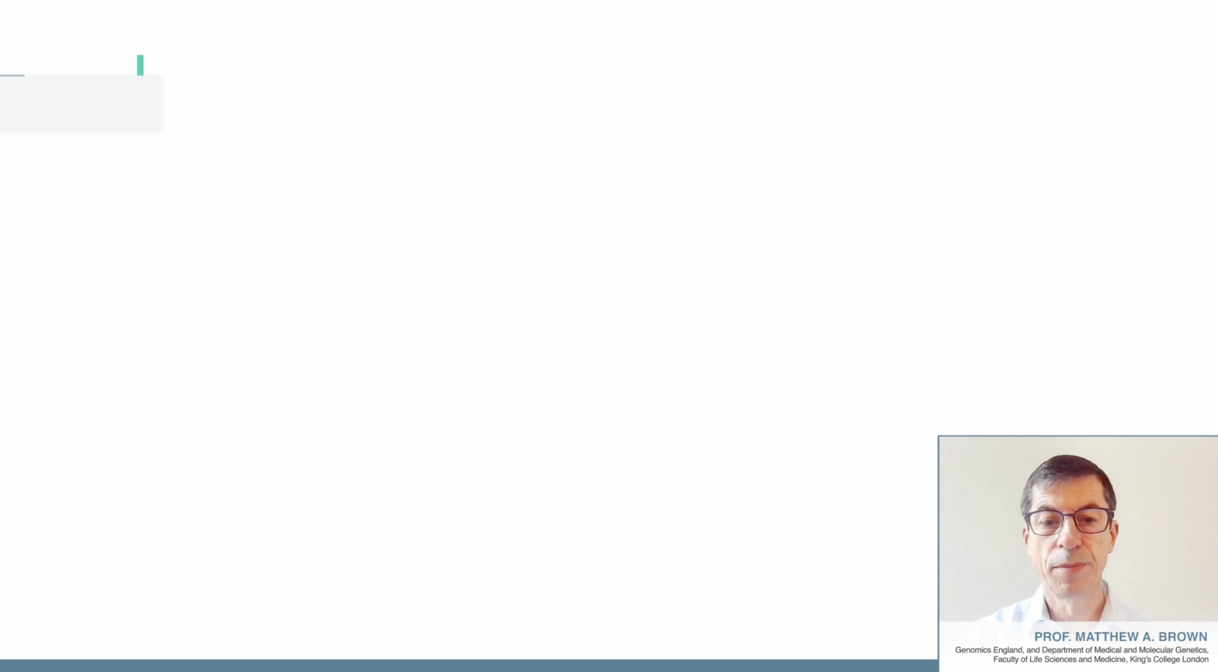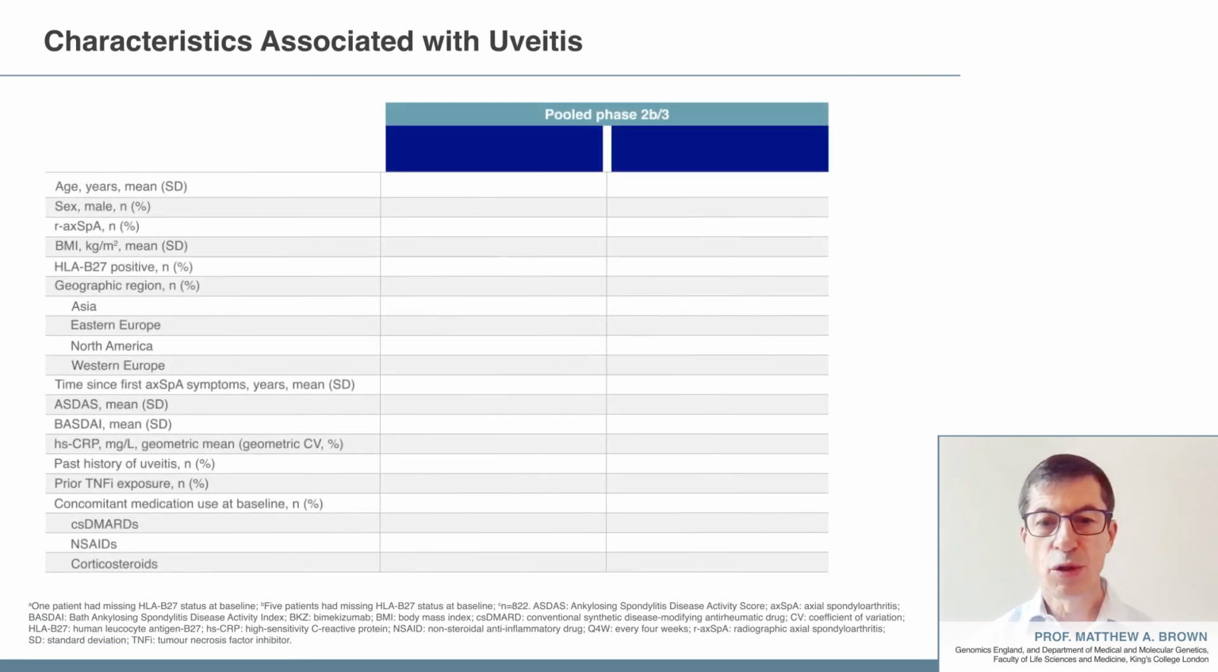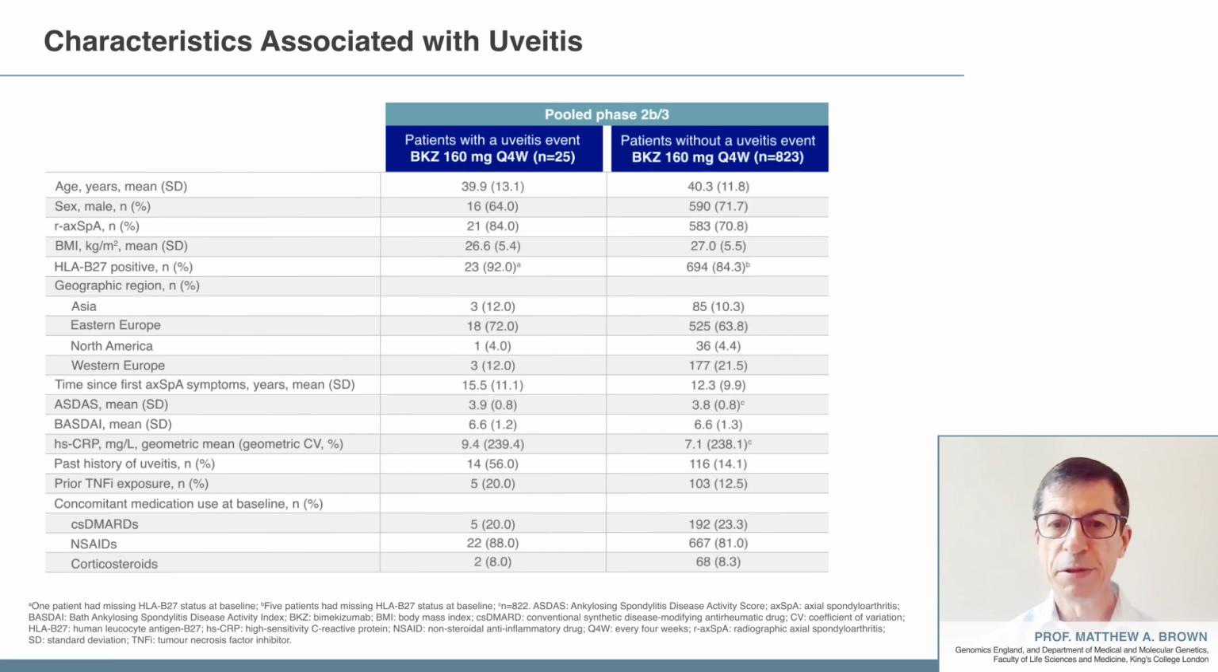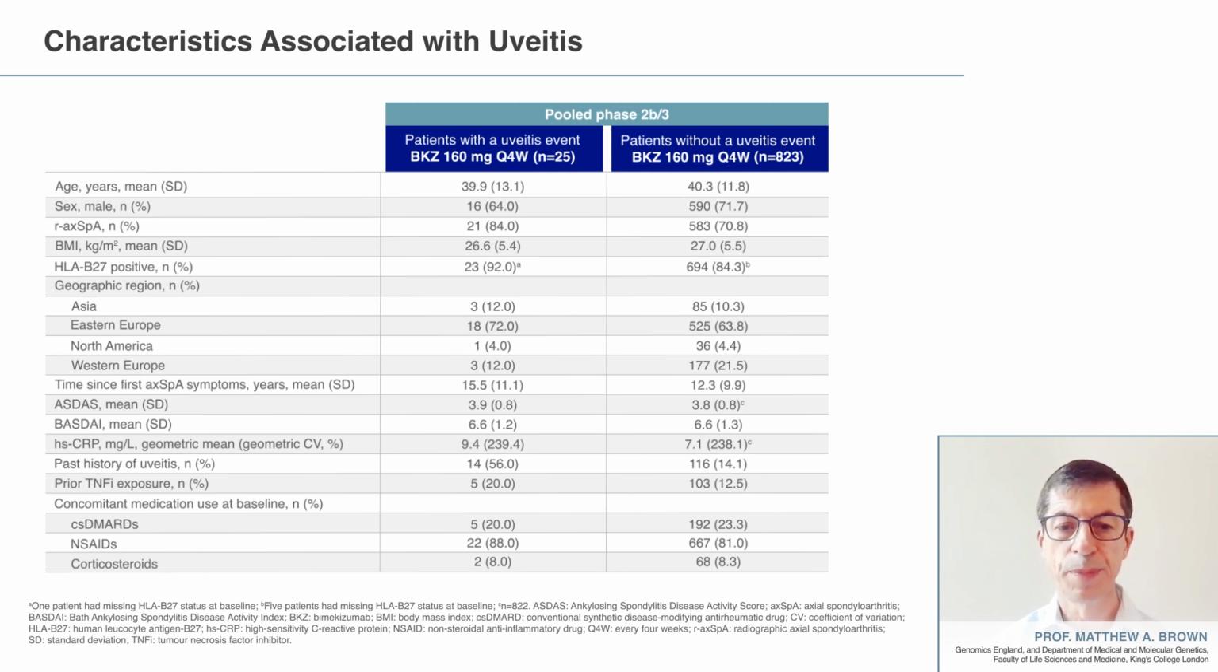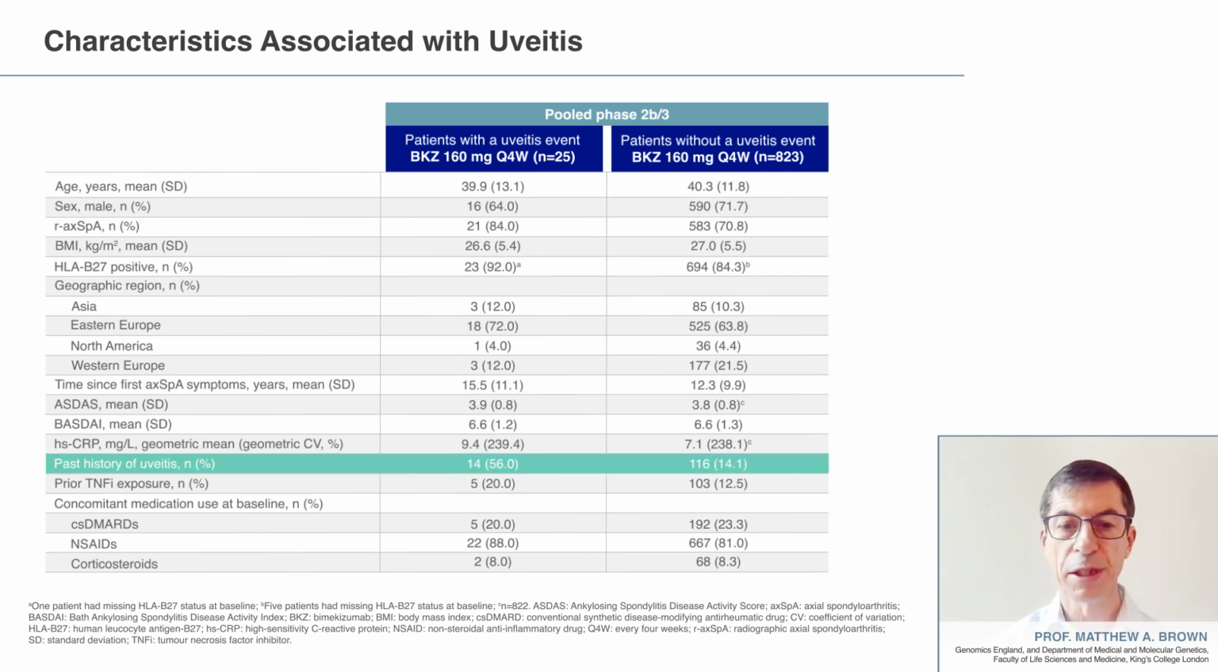After splitting the patients treated with Bimekizumab in the phase 2b and 3 study pool by those who did and did not have a uveitis event during the trials, the baseline demographics and characteristics were explored for certain factors associated with uveitis. Most markedly, in comparison with patients who did not have uveitis during the trials, a higher proportion of patients who experienced uveitis had a past history of uveitis.